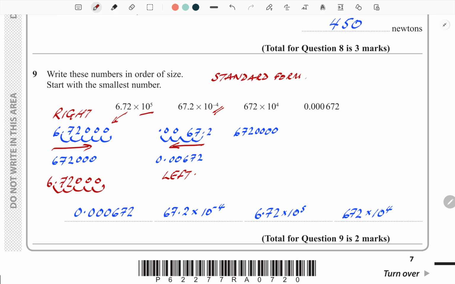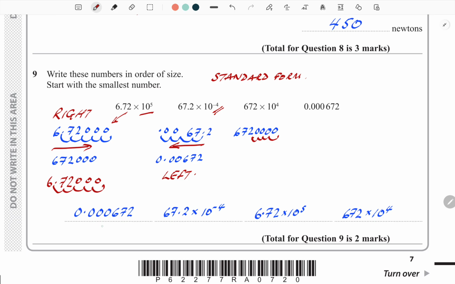The next one, 672 times 10 to the power 4. Again, the decimal place actually started here, and we moved it once, twice, 3 times, and 4 times. So this comes out to be 6,720,000. All right. So we can now see which one's which.